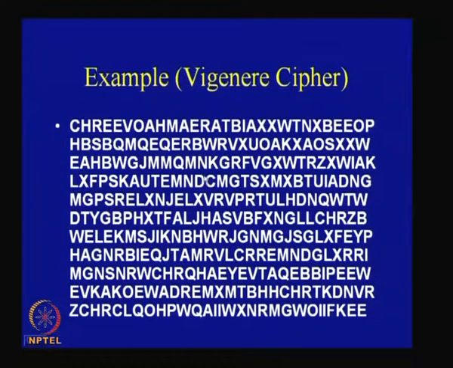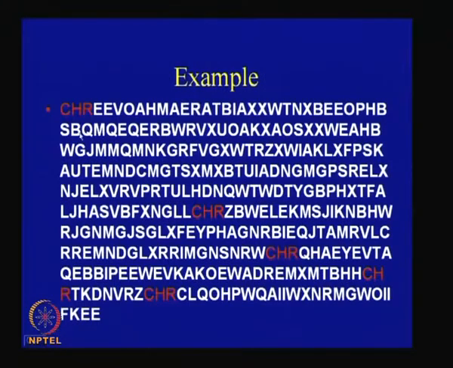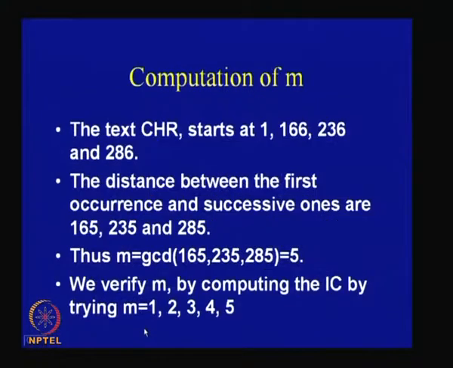So I'll give you some examples to show how it works. This is an example of a ciphertext. The first important thing is to obtain the common occurrences. You see that this CHR is a trigram which occurs repeatedly. We observe that the text CHR starts at positions 1, 166, 236 and 286, and therefore the distances between the first occurrence and the successive ones are 165, 235 and 285.